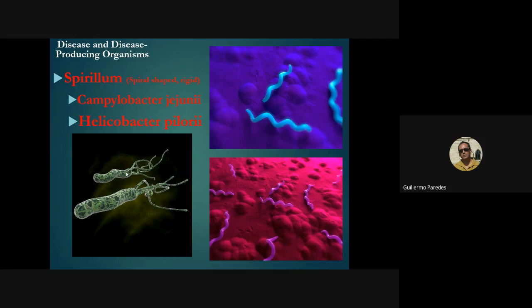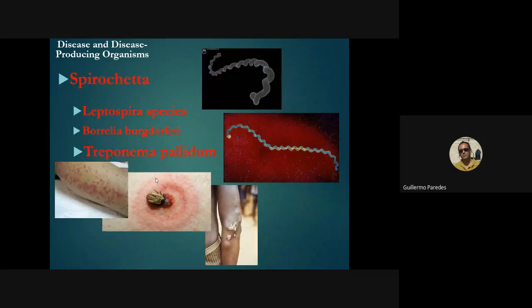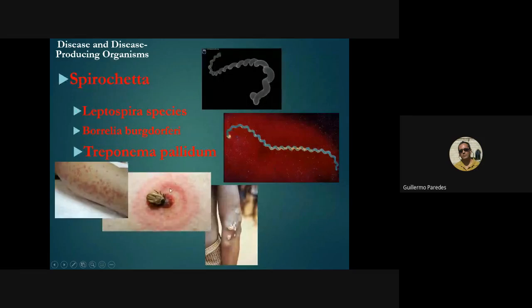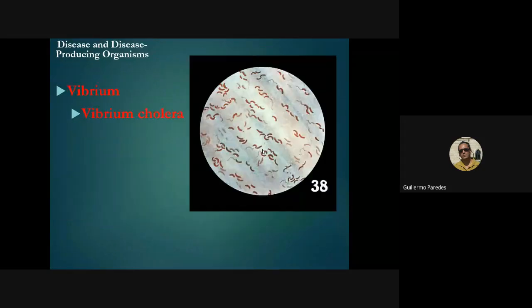All right. So Campylobacter jejuni is going to be diarrhea. Then we have leptospirosis, diarrhea. Treponema pallidum, where is the Treponema pallidum? It's not here. This is the Treponema pallidum. Treponema pallidum is syphilis. Vibrio cholerae, diarrhea.